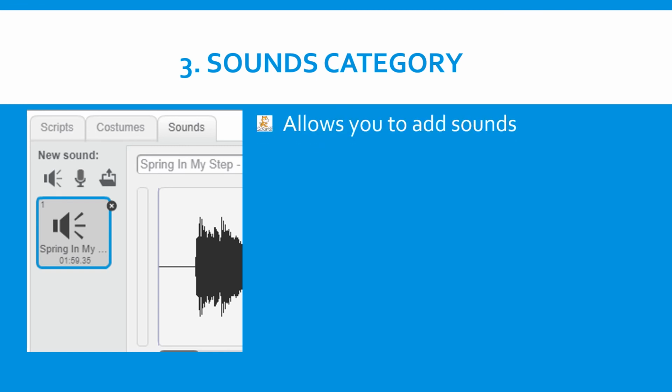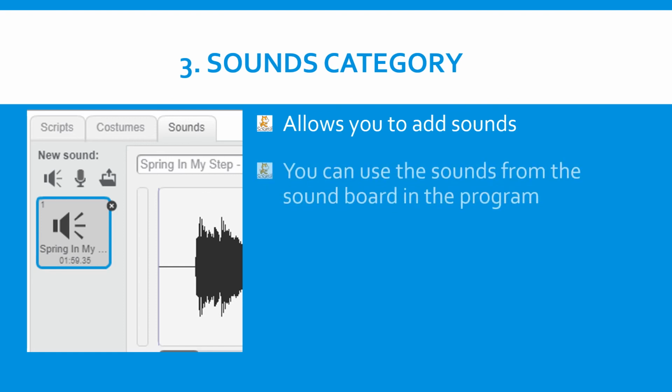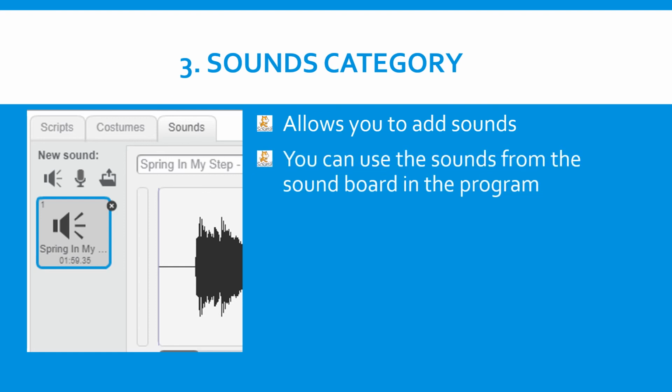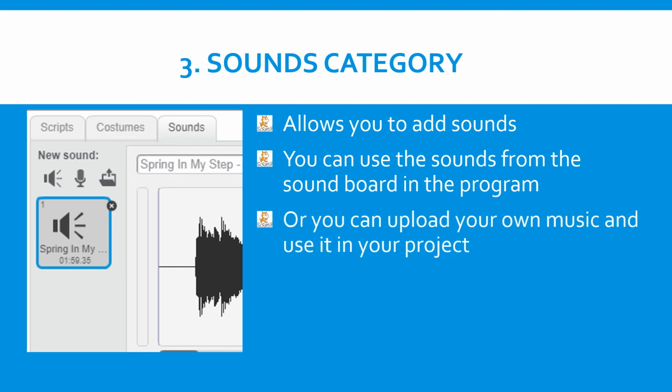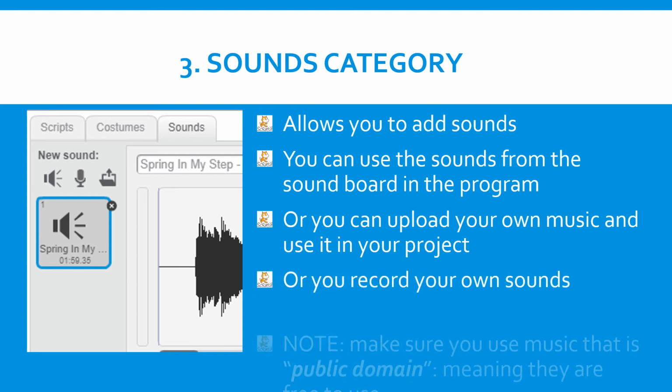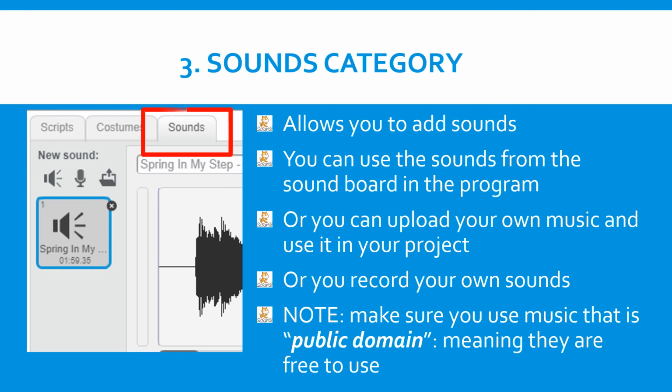The sounds category. The sounds category allows you to add sound or music to your project. You can use the sounds from the soundboard in the program, or you can upload your own music and use it in your project, or you can record your own sounds. Note, when you are adding your own music, make sure you use public domain, which means that it is free for your use. When you do a search in YouTube for music, make sure you type in public domain as part of your search.